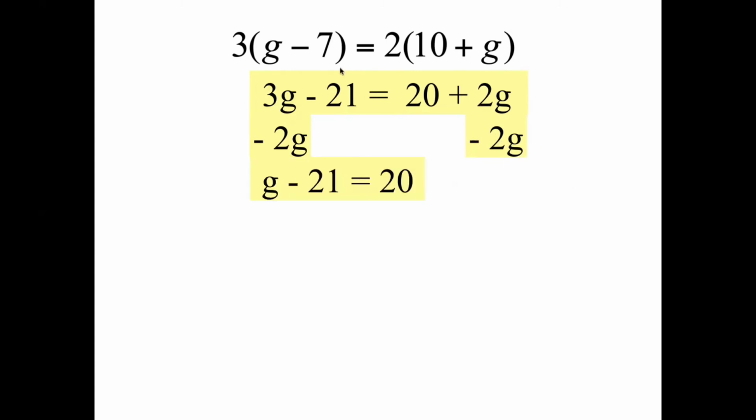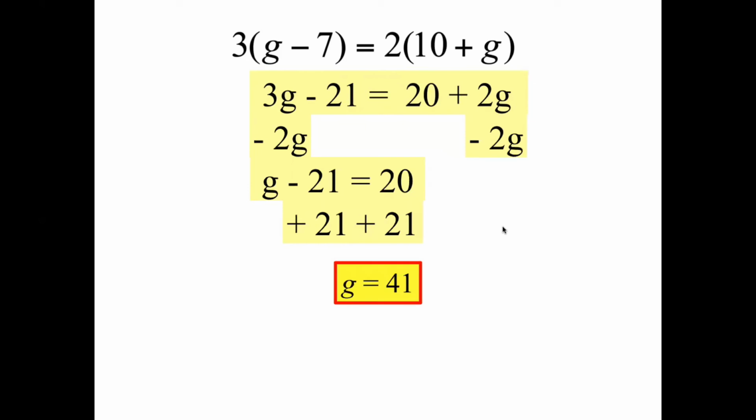So 2g cancels, 3g minus 2g equals g, so g minus 21 equals 20. You can go ahead and add 21 to both sides. 21 cancels, and you're left with g equals 41.